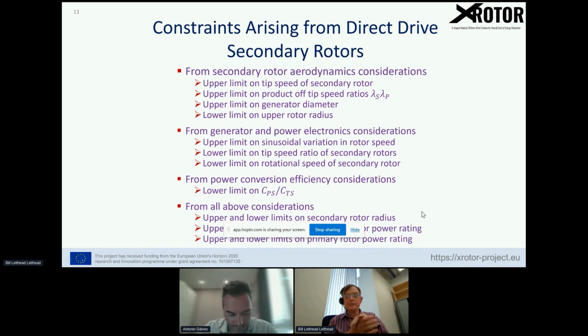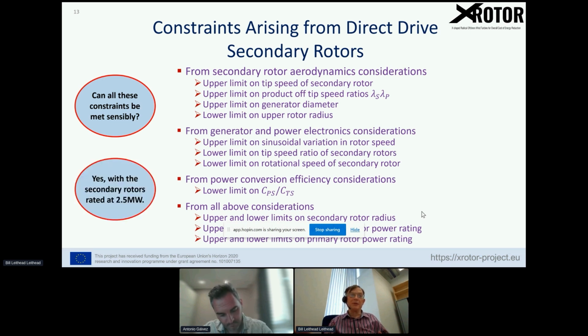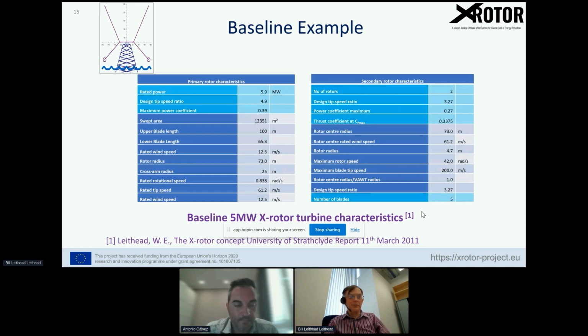But there are other constraints, such as upper and lower limits on the secondary rotor radius and their power rating, and upper and lower limits on the primary rotor power rating. So the question arises, can we find a design solution which meets all those constraints sensibly? Well, yes we can, but we find that these secondary rotors have to be rated at around 2.5 megawatts. You can't make them bigger than that, and you can't make them much lower than that without ending up with an inefficient solution.